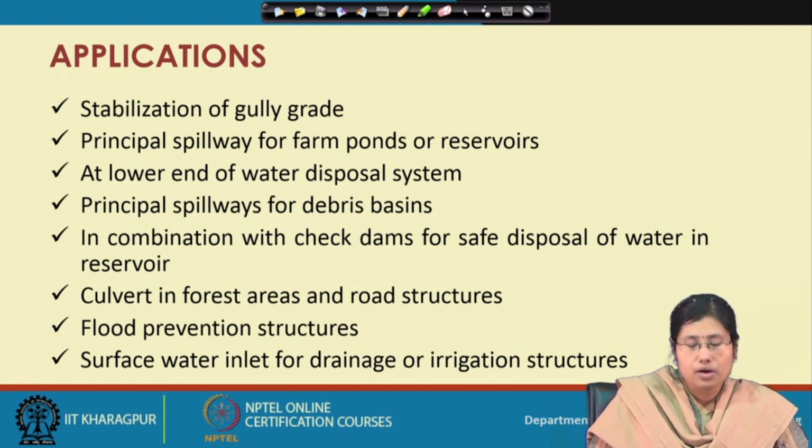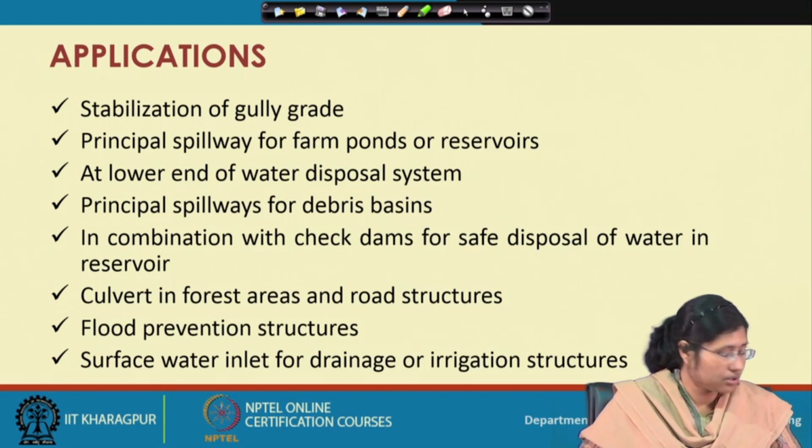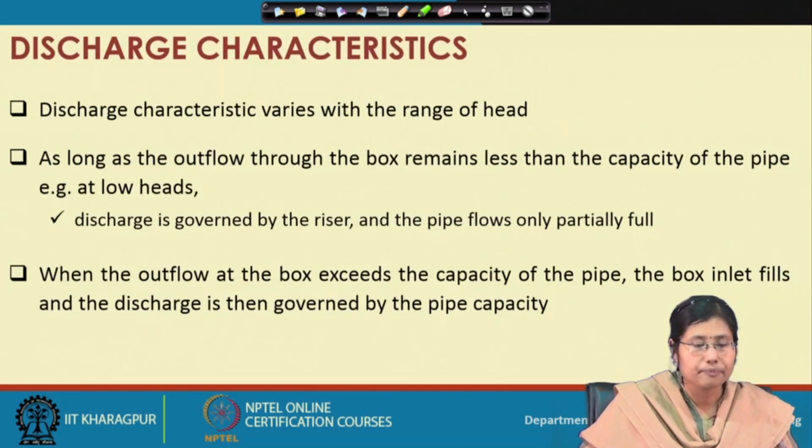Fourth, principal spillways for debris basin. Fifth, in combination with check dams, this can be used for safe disposal of water into reservoir. And sixth, the culvert in forest areas and road structures, flood protection structures, surface water inlet for drainage or the irrigation structures. So, these are some basic applications of drop inlet spillways.